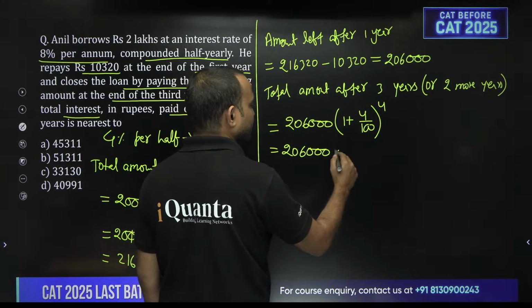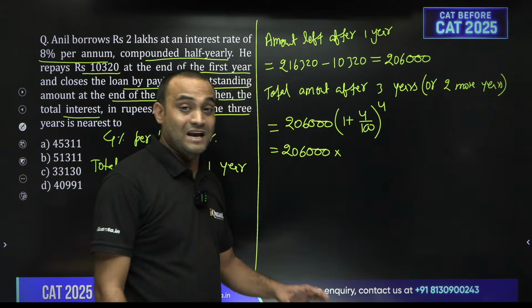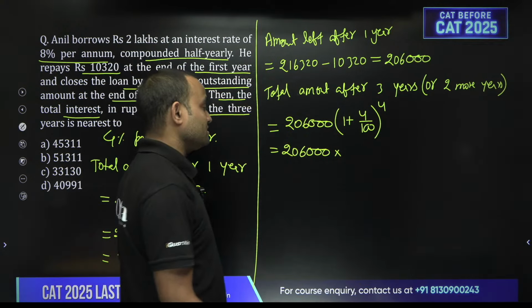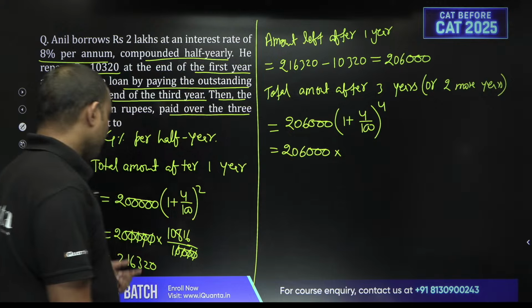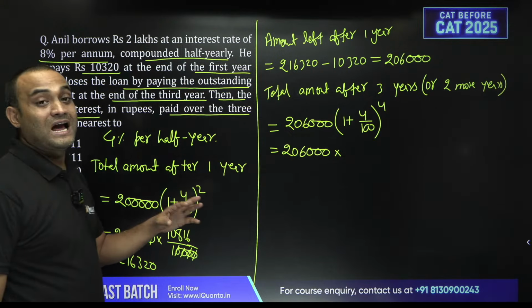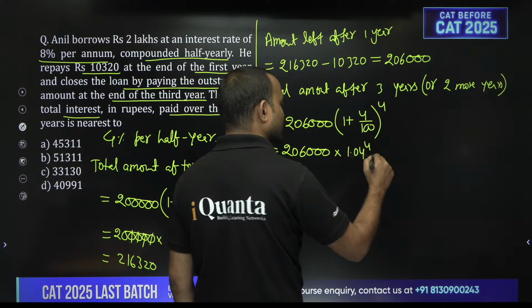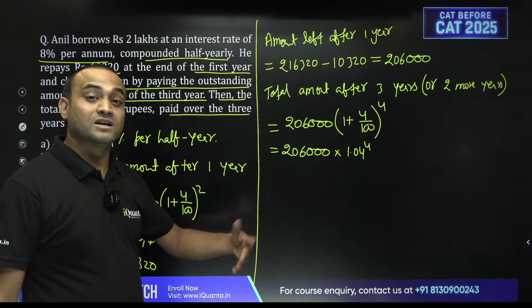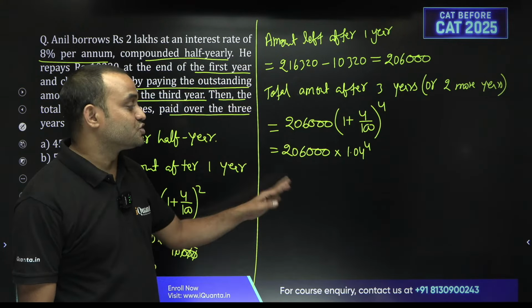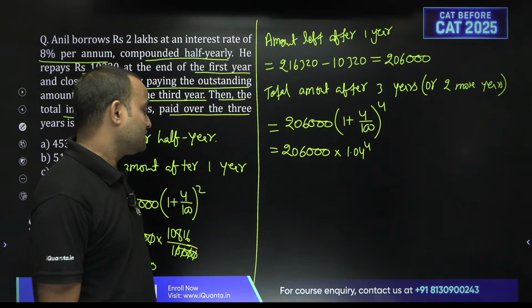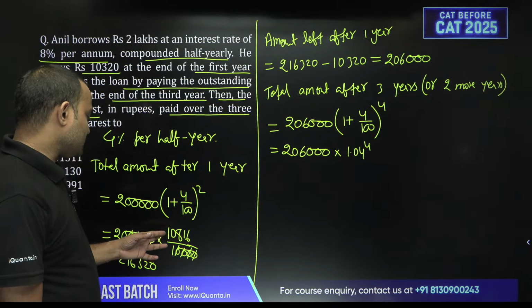206,000 into, now this is the calculation part, right? It will be equal to 1.04 to the power 4. Now for that you will have to use the calculator. You can choose to use the calculator. What will be that value?